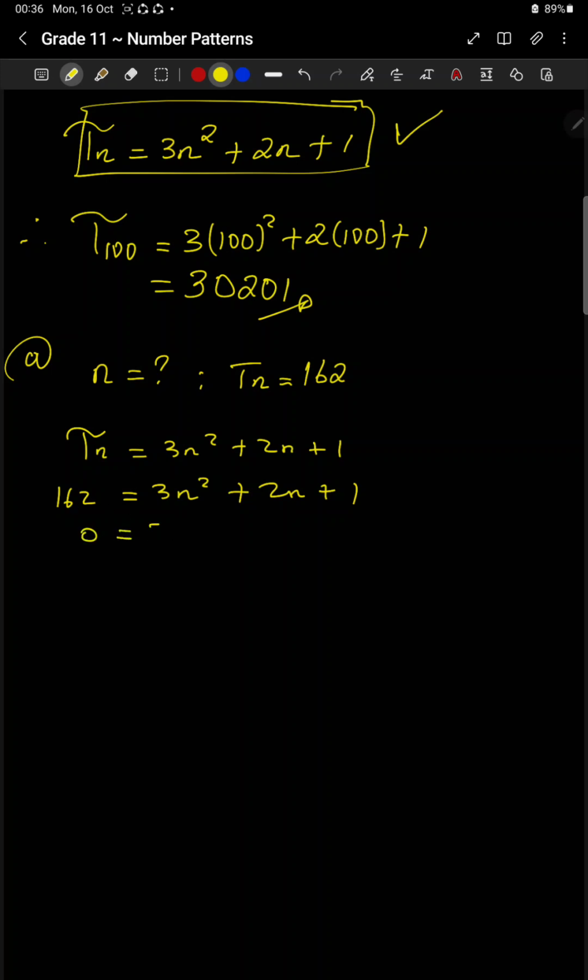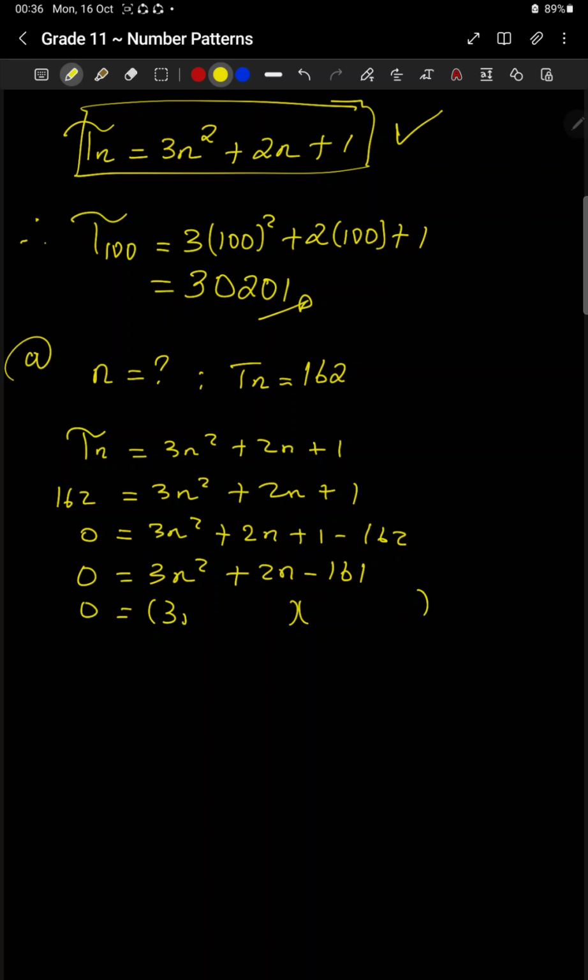So we equate it to 0. It must be 3n squared plus 2n plus 1 minus 162. So that means you're going to end up having 3n squared plus 2n minus 161. Okay, and then we try to factorize this portion here.